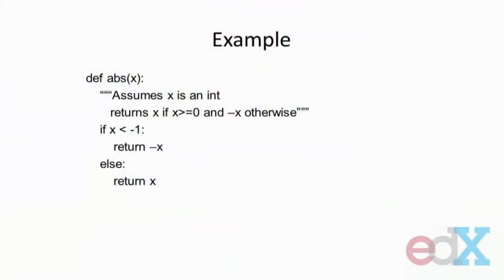Now, let's look at a little example. Here's a simple little piece of code for finding absolute value. Assumes x is an int. It's going to return x if x is greater than or equal to 0, and return minus x otherwise. And since I know that x is an int, I can do some good sampling here. And you can see the code inside.